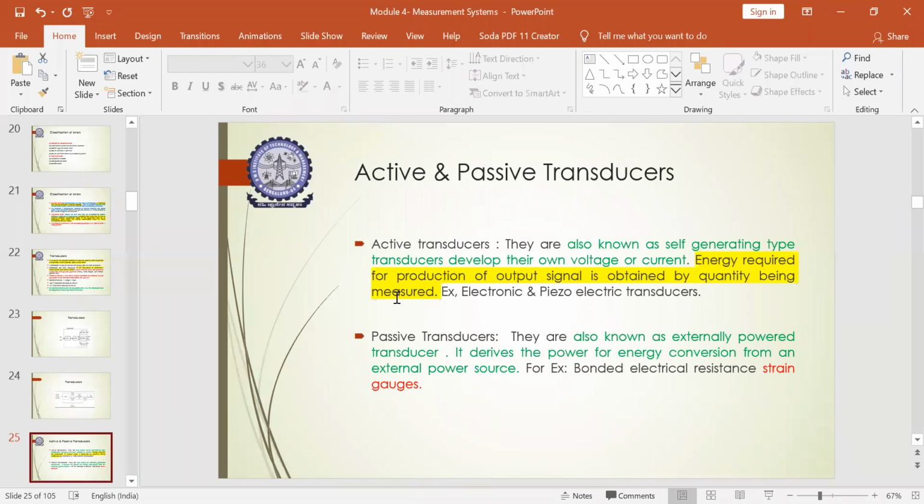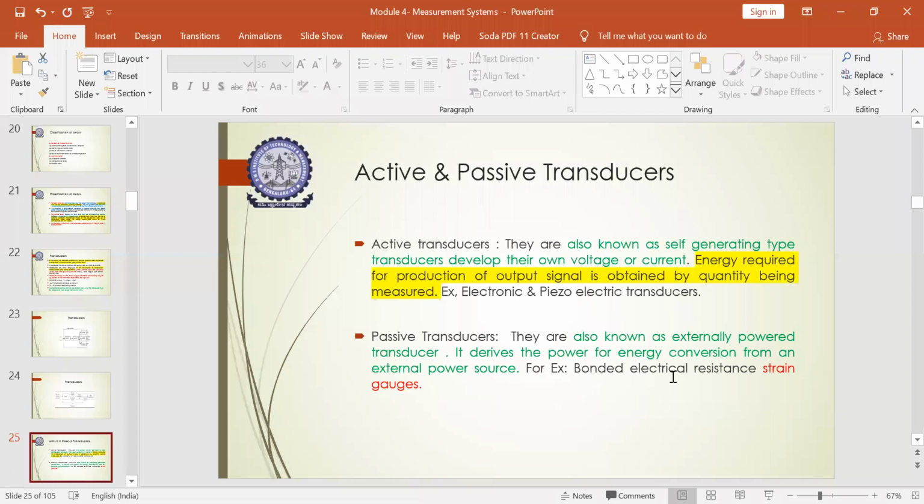So this is just the classification between active and passive. So what happens in case of passive transducers? Here they use an external power source. It derives the power for the energy conversion from an external power source. It will not generate its own voltage or current, and hence it is called a passive transducer.